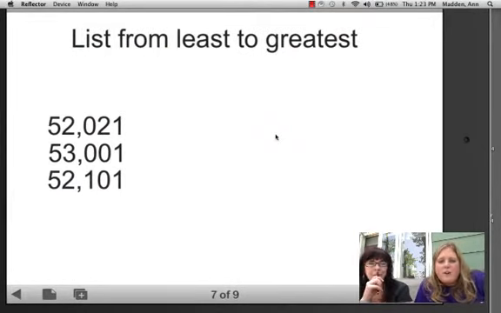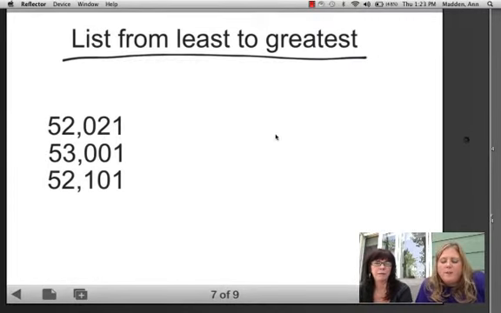All right, these directions are different. Make sure you always read them. This is from least to greatest. I have my three numbers. I've already put them on top of one another. I need to start from my left. Fives are all equal. 2, 3, and a 2. Right away, I know 3 is greater than both 2s.